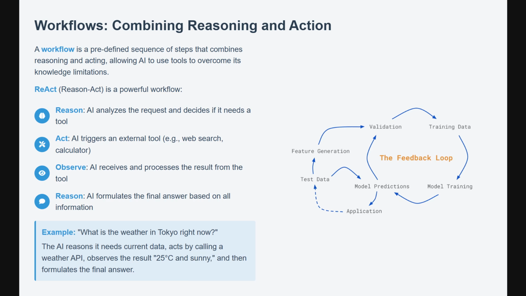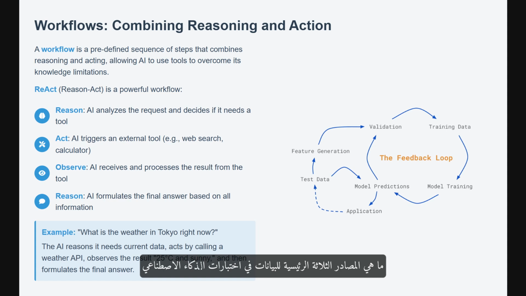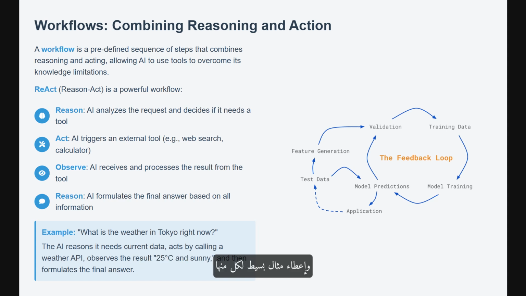For your assessment, what are the 3 main sources of data an AI ingests? And give a simple example of each. The 3 main sources are user query, the user's direct command. For example, "What's the capital of Japan?" Memory, the AI's stored knowledge. For example, its pre-trained knowledge that Tokyo is the capital. External tools, it fetches real-time data. For example, using a weather API to find out it's currently raining in Tokyo.